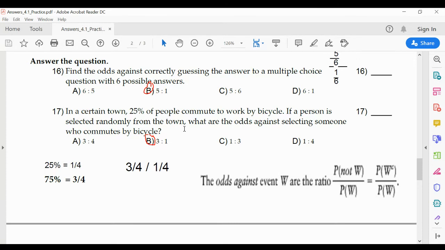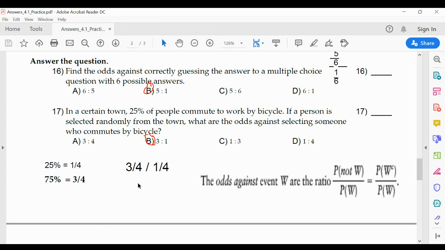Number 17, in a certain town, 25% of the people commute to work by bicycle. Well, 25% is 1/4. If a person is randomly selected, what's the odds against someone commuting by bike? Well, it's the probability that someone does not commute to work by bike over the probability that they do. Well, he says 25%, so my denominator is 1/4. If 25% do commute to work by bike, it makes sense that 75% or 3/4 of the population does not. So the probability of not commuting to work by bike is 3/4. Probability that someone does commute to work by bike is 1/4.